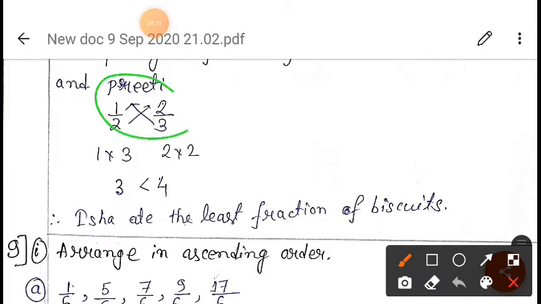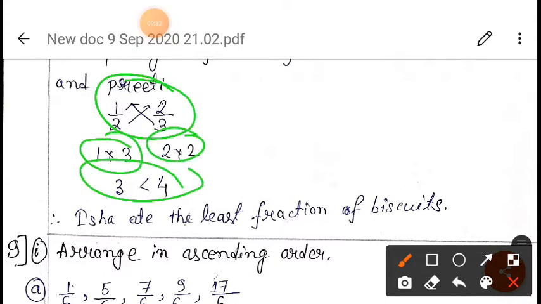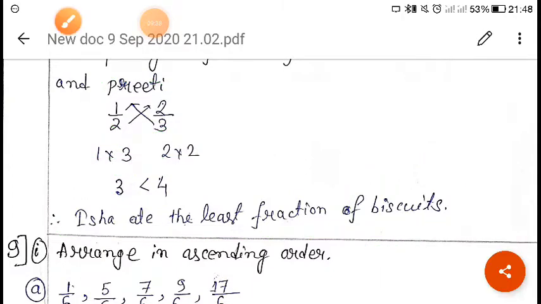2 by 3. So when you compare this, we will get 3 into 3 is 4, which is greater, right? So Isa ate the least number of biscuits, right? I hope you have understood this.